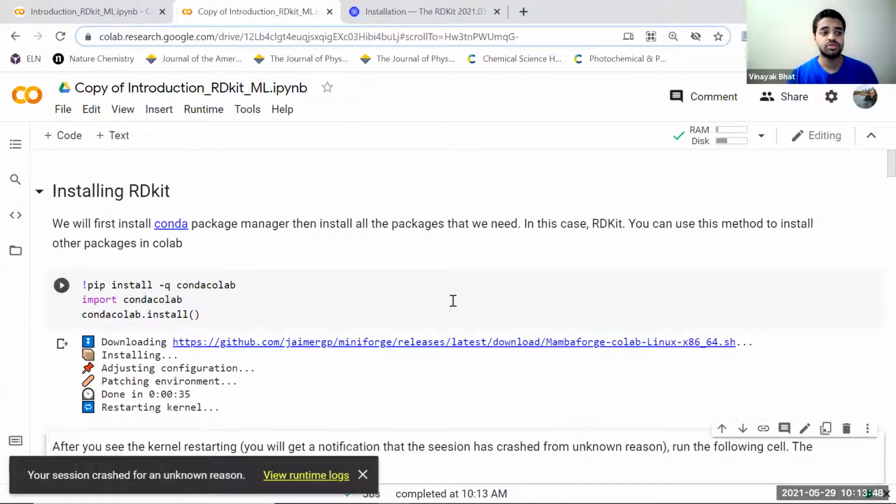So you see this. Okay, so you will see your session crashed for unknown reasons. And this should appear because we are installing something. If you see this, your installation is done, right? Okay. Did people get this? Your session crashed for unknown reasons. Are we at this point now? Yes. Okay, I got it.